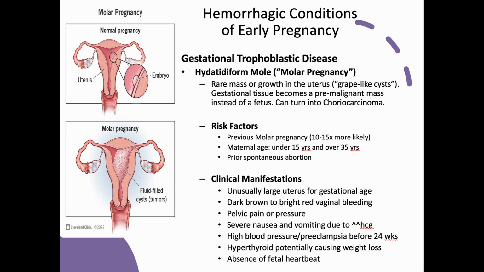Our manifestations of this: it's going to grow very rapidly, right? So not as slowly as a fetus would. It's kind of like a grape-like cyst. They're just going to keep producing more and more. So one thing we're going to notice is they're going to have an unusually large uterus for their gestational age, right? So remember, like week 2, when we were looking at that diagram of, okay, at 12 weeks, this is where the fundus should be. At 18 weeks, at 20 weeks, it should be at the belly button.